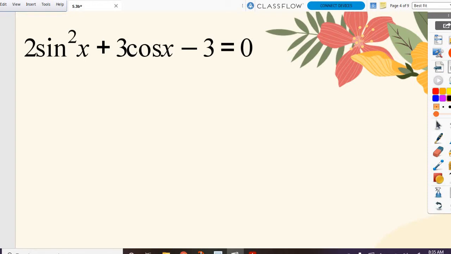And so this is where our last unit really comes in handy, because what we're going to do is think, okay, I have a sine and a cosine right now, but is there a way that I could switch one of those to be the other?